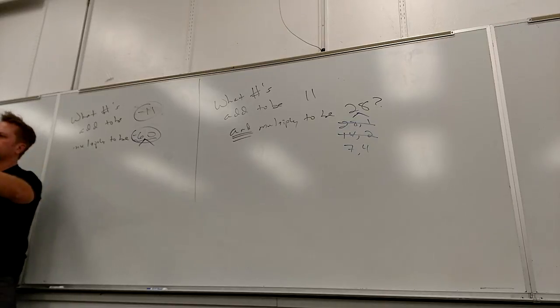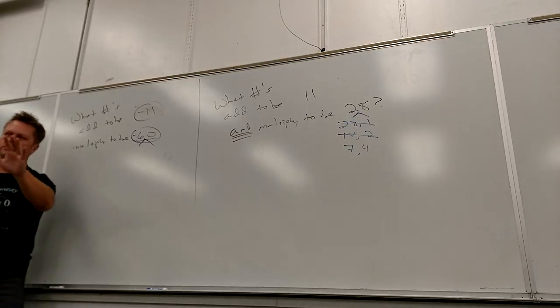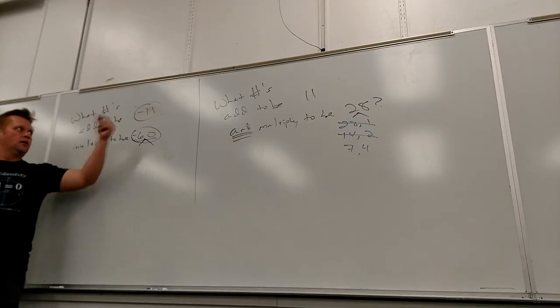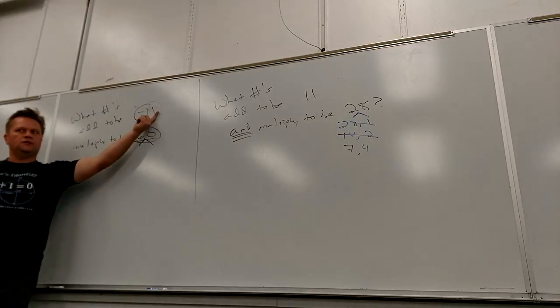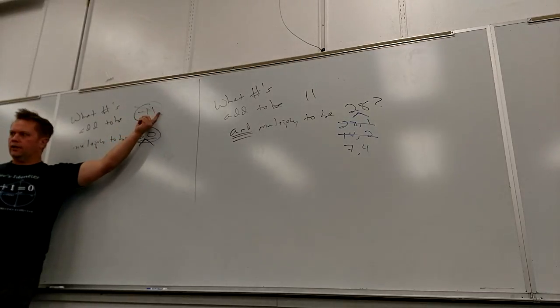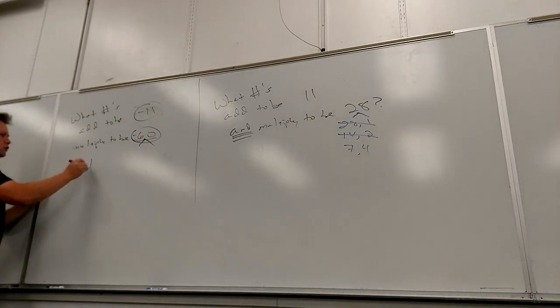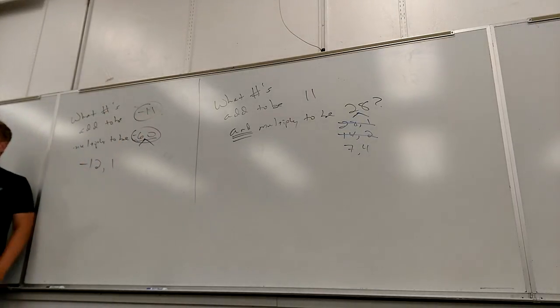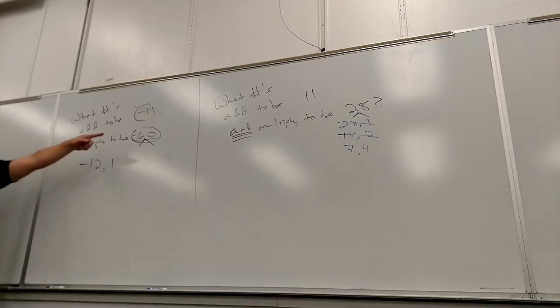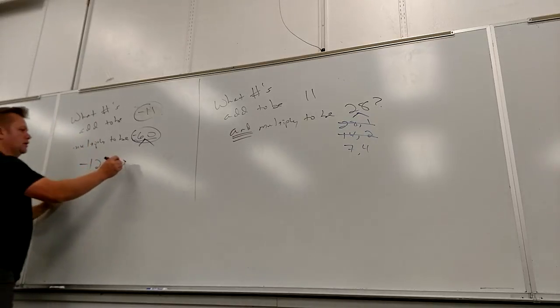You've got to be able to play with numbers a little bit to really make this work. In that case, I need a positive and a negative number that make negative 11. So for example, like negative 12 and 1, don't they add to be negative 11? Do they multiply to be negative 60? Well, no, right? They multiply to be negative 12.